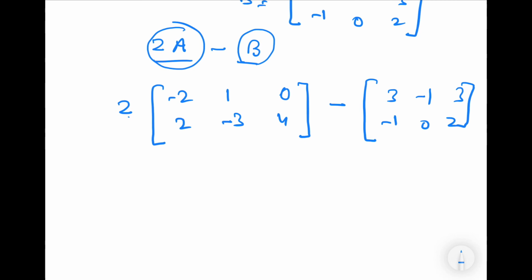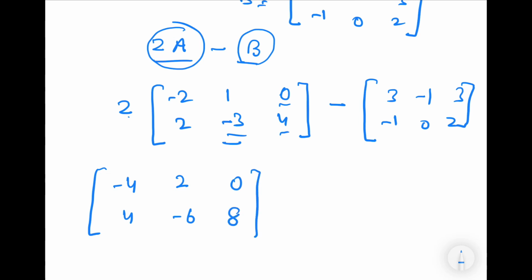Now, multiply each element of this matrix by 2, because matrix is multiplied by scalar. So, we will get minus 4, 4, 2, minus 6. Every element is multiplied by 2, and 0 multiplied by 2, we get 0, 4 multiplied by 2, we get 8. This minus 3, minus 1, minus 1, 0, 3, 2.